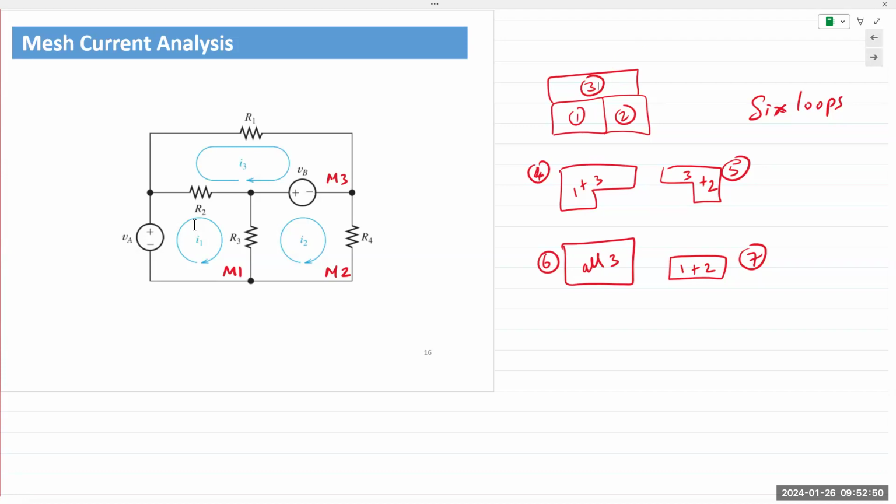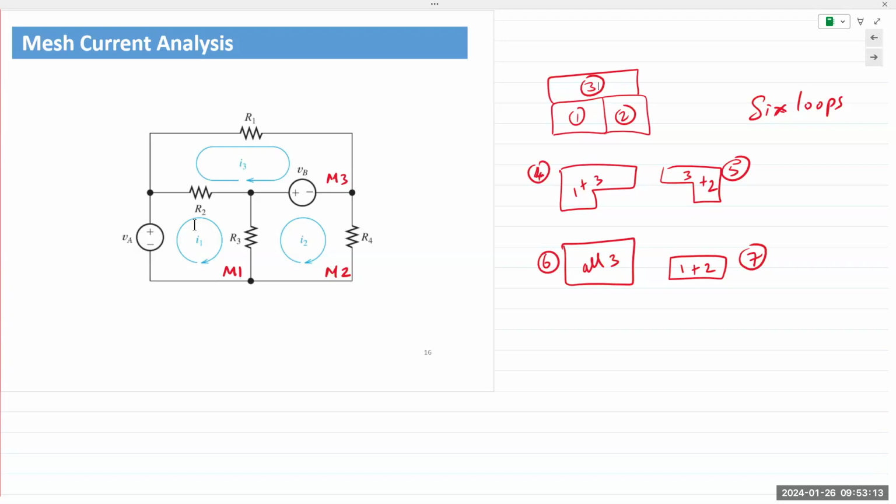So if you have 3 meshes in there, the first thing to note about mesh currents is that they are purely hypothetical. They are total assumptions on our part, existing only on paper for us to be able to solve for the circuit and write equations. That's it.